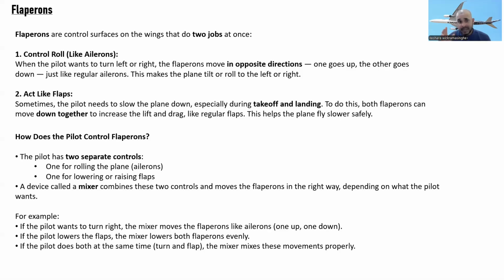One for rolling the plane like ailerons, and one for lowering and raising the flaps. So a device called a mixer combines these two controls and moves the flaperons in the right way depending on what the pilot wants. For example, if the pilot wants to turn right, the mixer moves the flaperons like ailerons, one up and one down. And if the pilot lowers the flap, the mixer lowers both flaperons evenly. And if the pilot does both at the same time, turn and flap, the mixer mixes these movements properly.